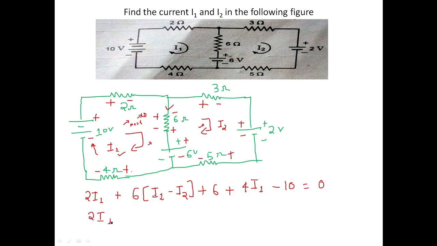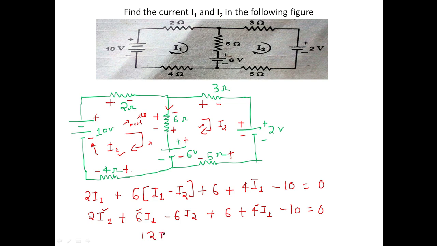Now we solve it. Then what will we obtain? 2I1 plus 6I1 minus 6I2 plus 6 plus 4I1 minus 10 is equal to 0. Now again we solve it, then 2 plus 6 is 8I1 plus 4I1, that is 12I1.